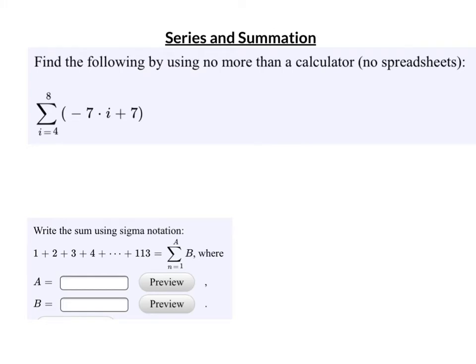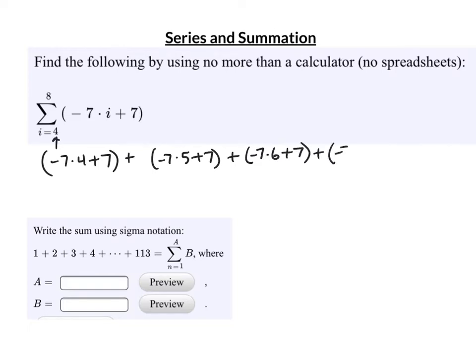Here's another example that's slightly more complex. I'm going to start at 4, and I'll plug 4 in: -7 times (4 plus 7). I'll use parentheses here. Then I'll plug in 5: -7 times (5 plus 7). And I'll plug in 6: -7 times (6 plus 7). And I'll plug in 7: -7 times (7 plus 7). And lastly, I'll stop at 8: -7 times (8 plus 7). So again, I just work all these out and add them up.